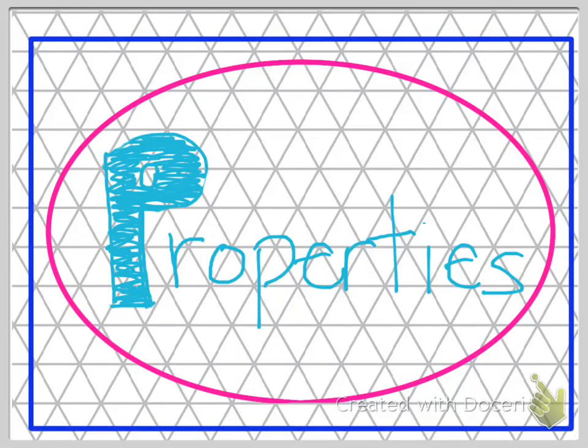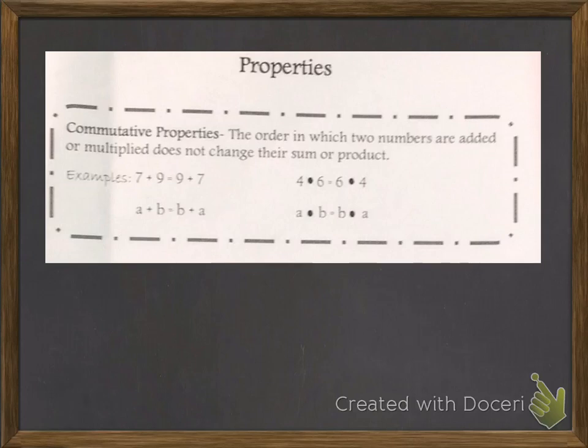Today we are going to learn about different properties. We have a few definitions. Our first definition is the commutative property. This means the order in which two numbers are added or multiplied.